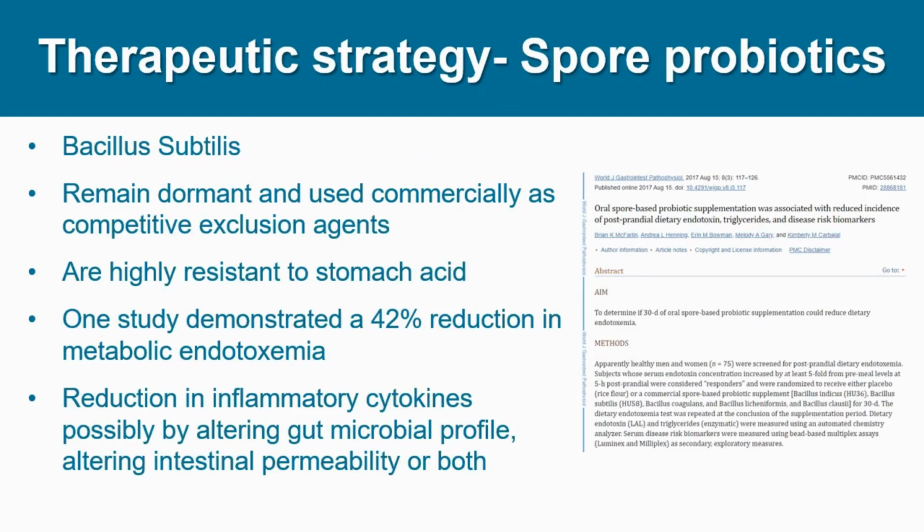Bacillus subtilis, spore-based probiotics, MegaSpore. My patients all start with HU58. That's your Bacillus subtilis. Another strategy used here, these are spore-based probiotics, which remain dormant and are used commercially for competitive exclusion. So they are dormant life forms, and they've been studied for a long time for understanding cellular differentiation. And what we like about them is they are very resilient, and they can withstand stomach acid even.